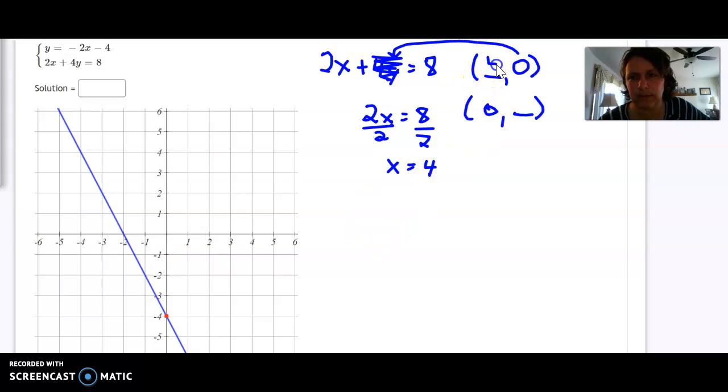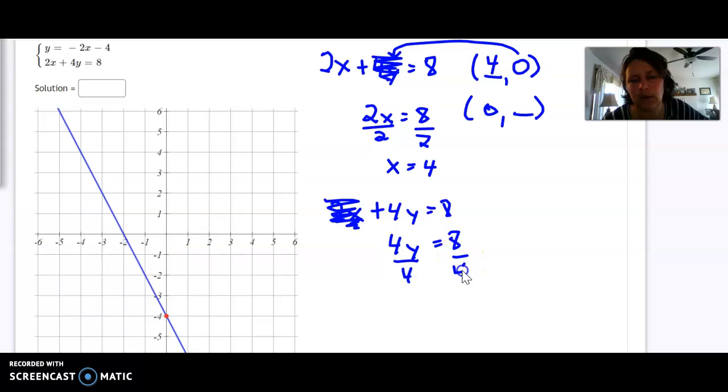Okay, so go back up here, put a 4 in there for that intercept, and now I'm going to find my second intercept. So I'm going to start over again with my original equation. So I have 2x plus 4y equals 8, and now I'm going to plug a 0 in for x. So when I plug that 0 in for x, all of that is gone. And we end up with 4y equals 8. Divide both sides by 4. And we have y equals 2.